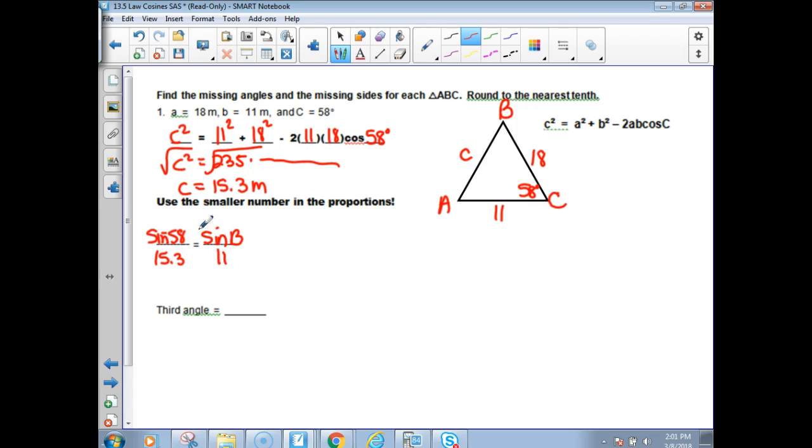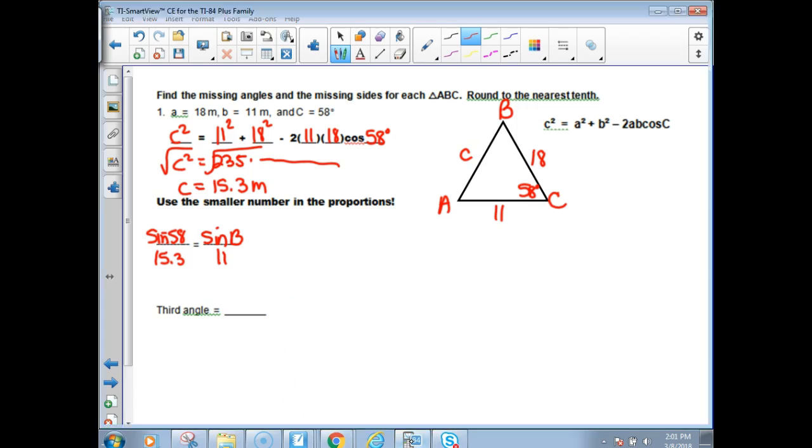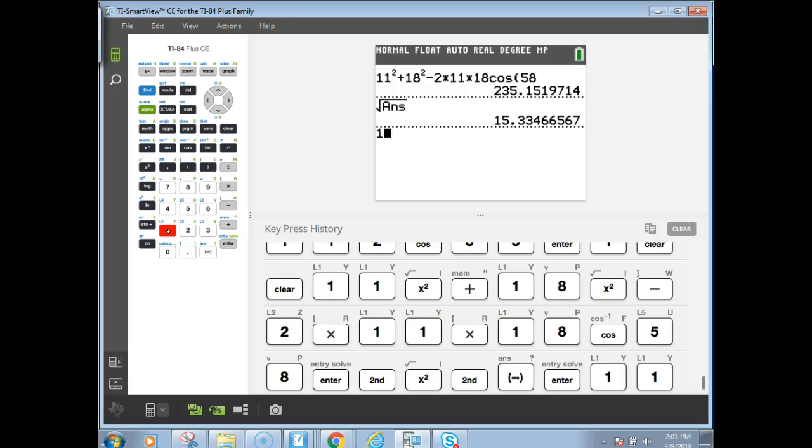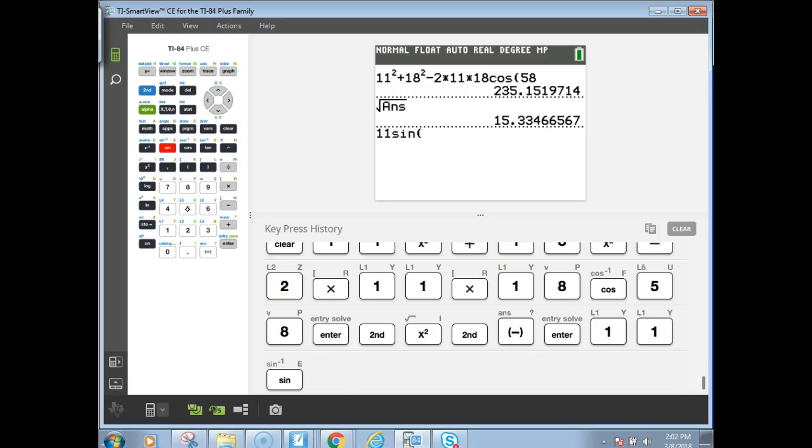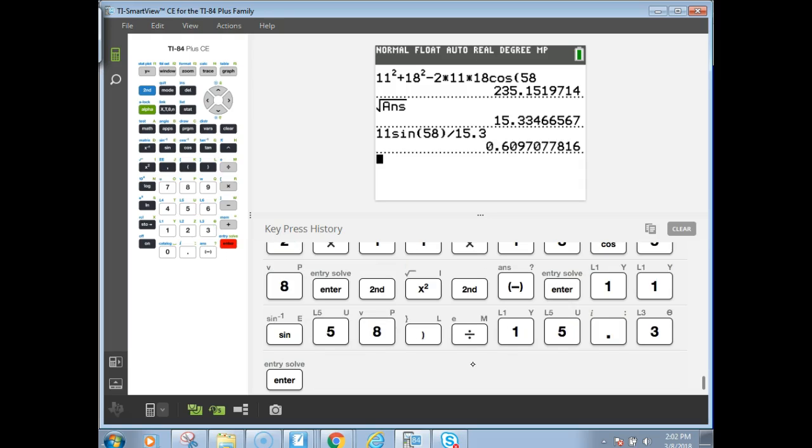All right, then I cross multiply, and I'm going to type 11 sine 58, and then I'm closing it, divided by 15.3. Now, this is the sine of B, so we actually have another step. So I want to go ahead and conclude it right now to get my answer. So what do I do to find this, get the sine of B to get the angle measure?